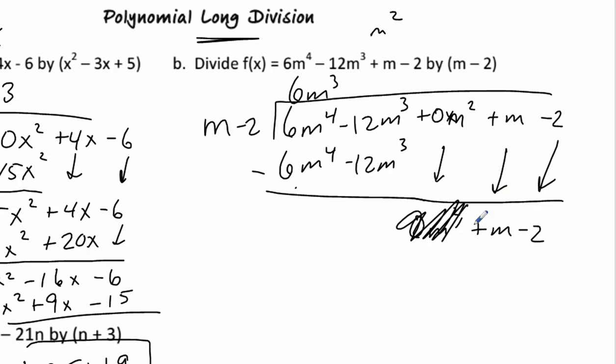How many times does m go into m? Well, that's just a 1. It goes into it 1 time. So 1 times m is m. 1 times negative 2 is negative 2. Let's subtract. I get 0. So my remainder is 0.